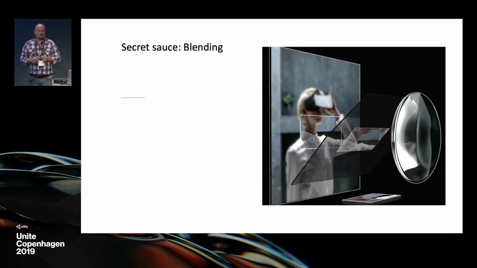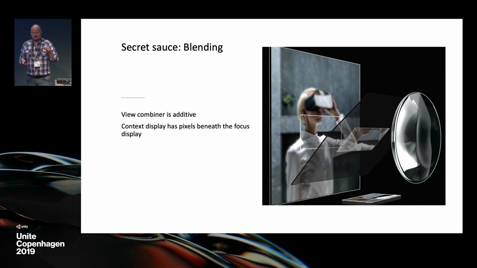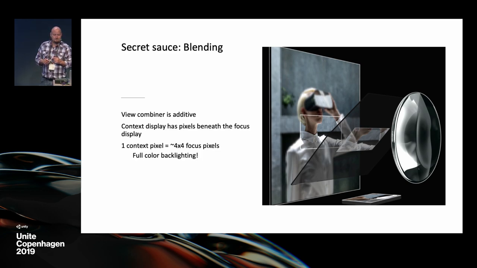While the calibration helps with aberration and color reproduction, we're still left with differences in display contrast and response times. And here we apply our secret sauce. This starts with the realization that the two displays are essentially additive. The context display has pixels underneath the focus display, and we can use that fact to our advantage. Each context display pixel covers the area of approximately 4x4 pixels in the focus display. What if we treated those large pixels as a sort of very accurate full-color backlighting?